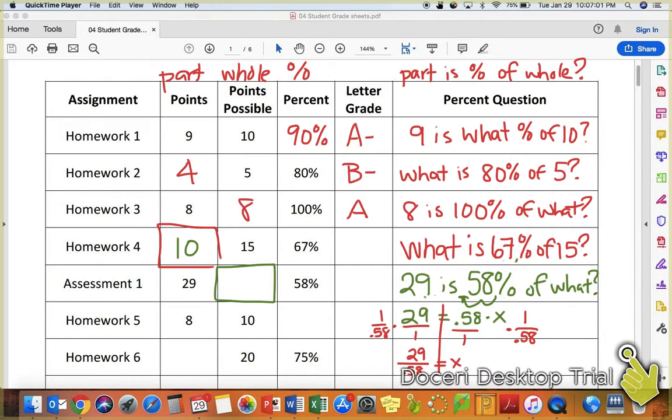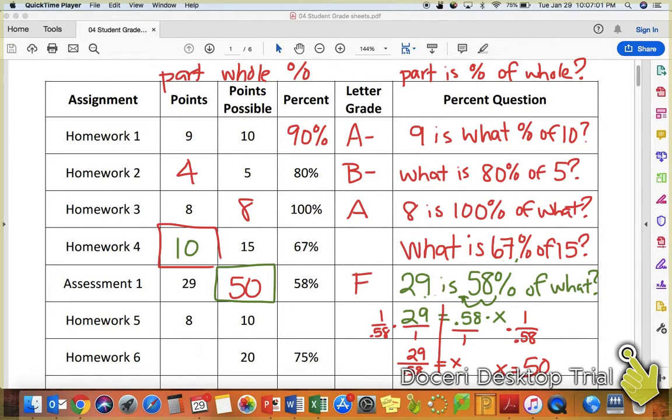And now I'm ready to put it in my calculator. Now, you guys can't see me putting it in my calculator, but I am using a calculator here. And in this case, I get 50. So x is equal to 50. Okay, so this is going to be 50. It was 29 points that they got correct out of 50 possible points. And they got a 58%, which is an F.